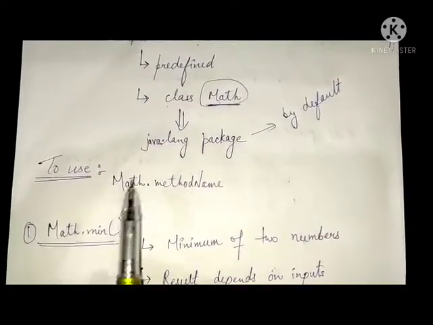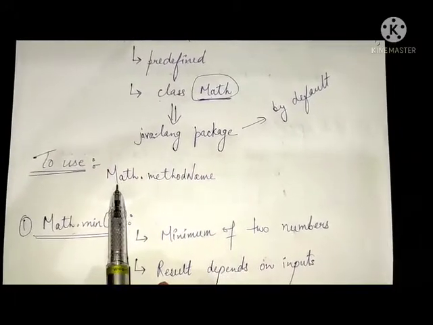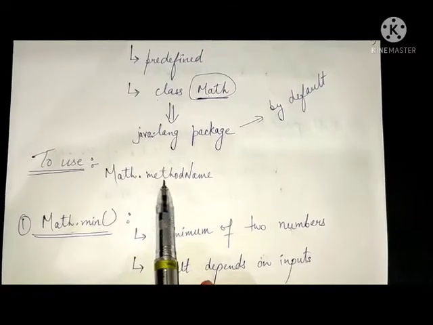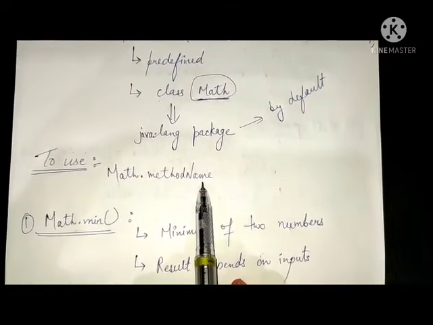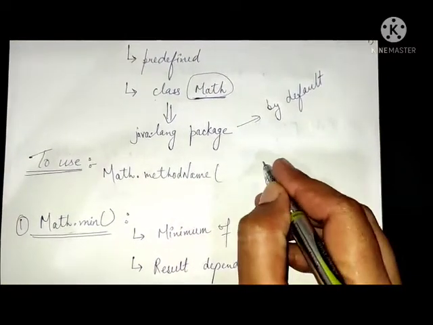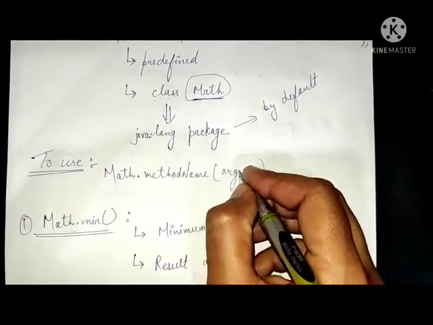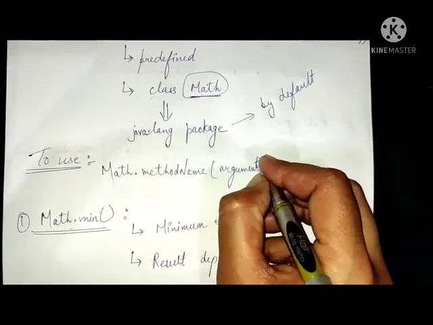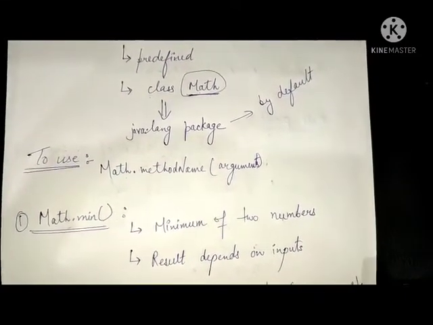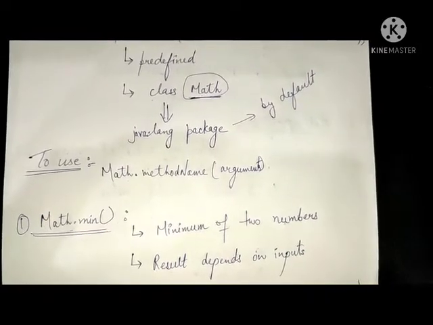Now how can we use these methods? We have to write the class name, that is math, dot, then the method name or function name that we want to use, and we have to pass the arguments in that function, that method, according to the syntax of that method. Yes, now let's start with some mathematical library methods.